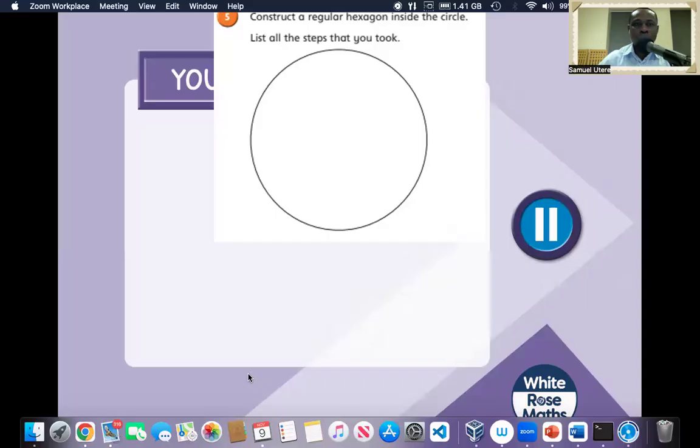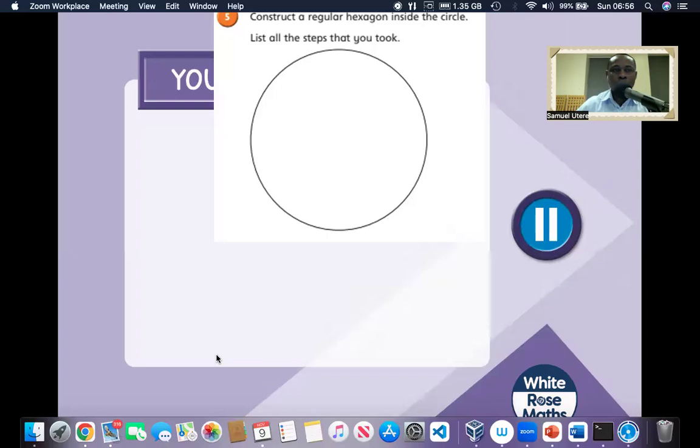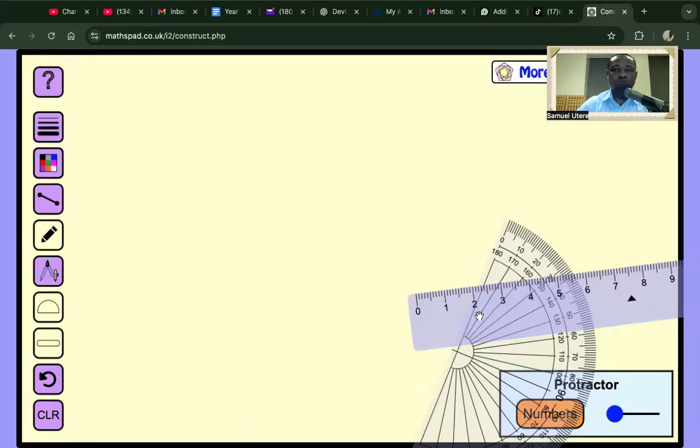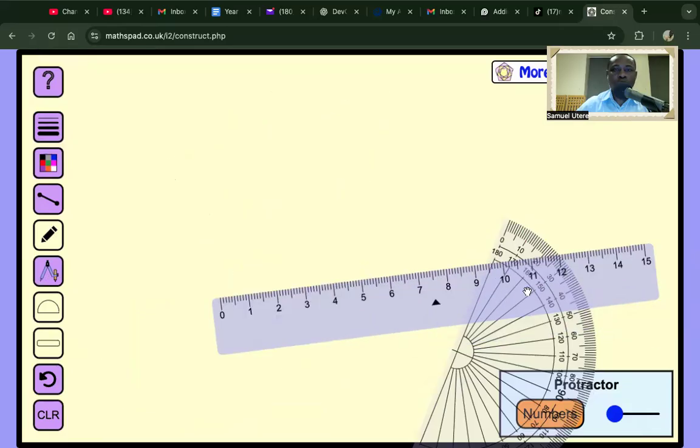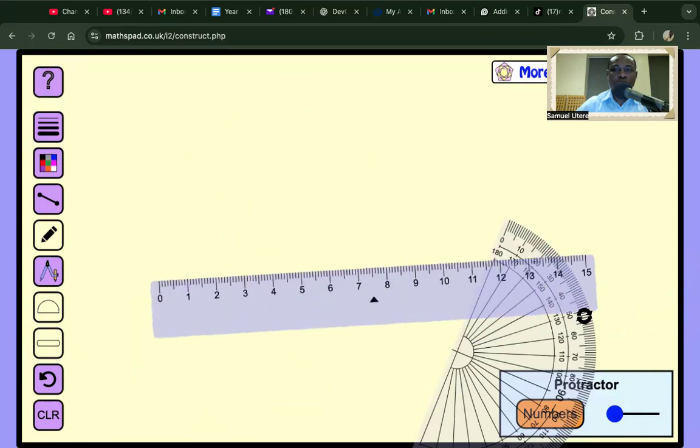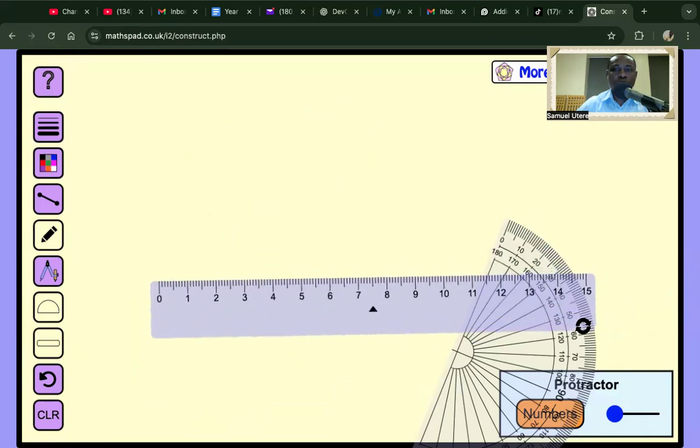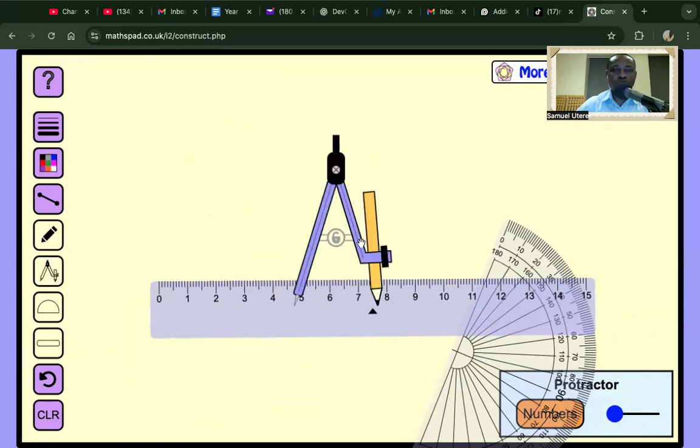To demonstrate this, all right, let's clear the screen. So we want our compass. So we'll take a compass. You should be doing this on paper so that you get used to this.